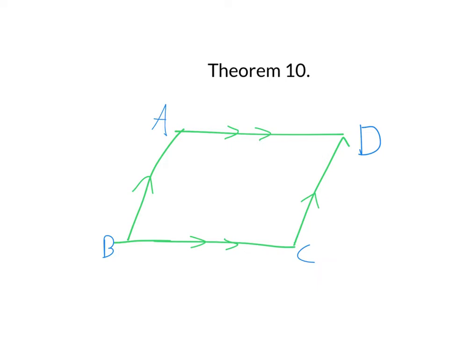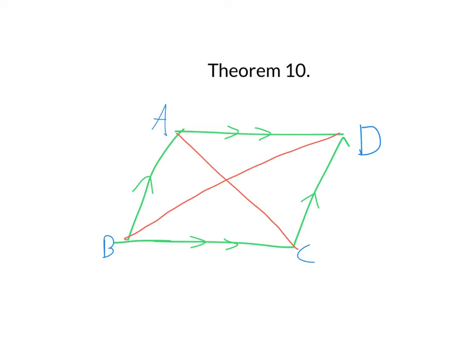In theorem 10, again here, we're given a parallelogram. And theorem 10 just says that if you draw a set of diagonals across your parallelogram, those diagonals will bisect each other, which means cut each other in half. So the line going from D to B will cut in half the line going from A to C. And the line going from A to C will cut in half the line going from D to B.